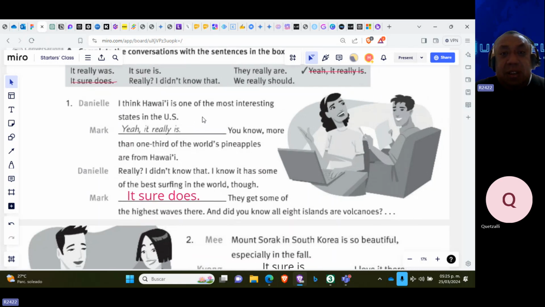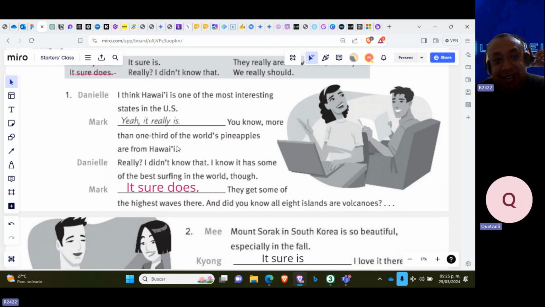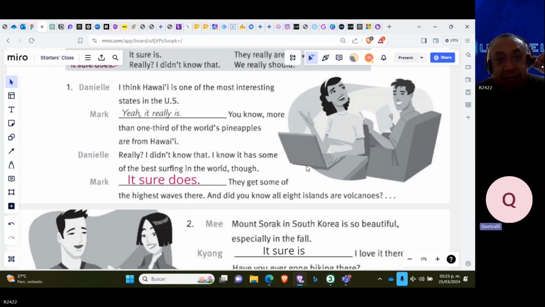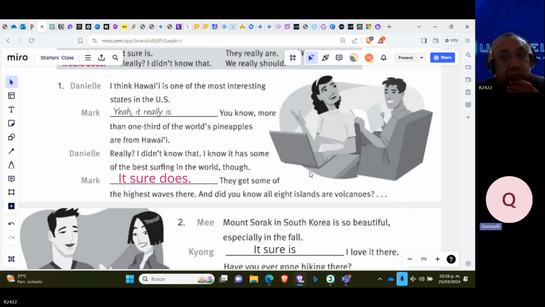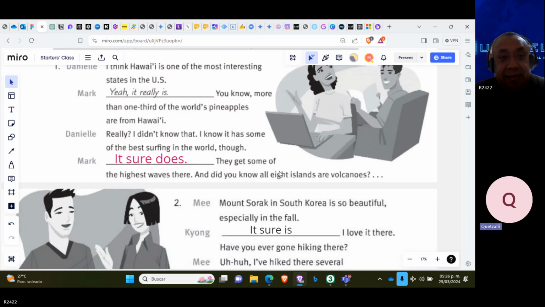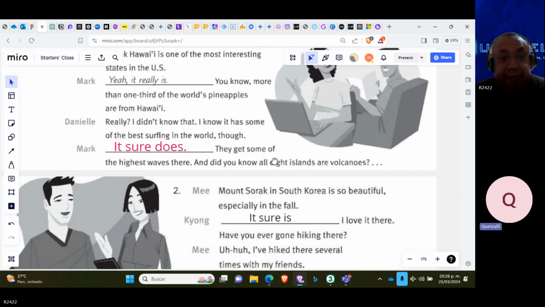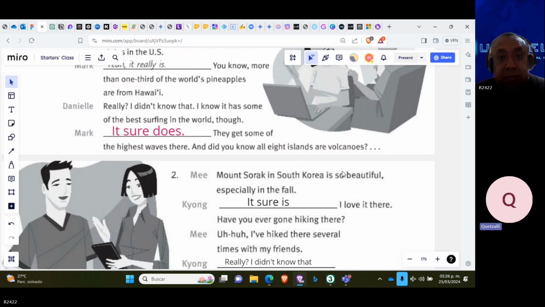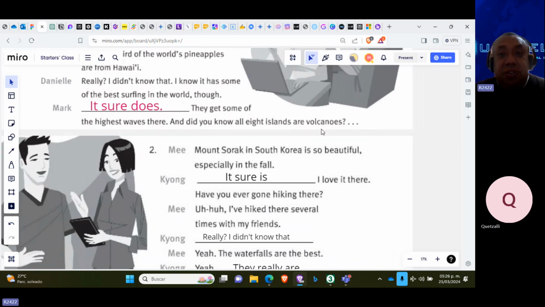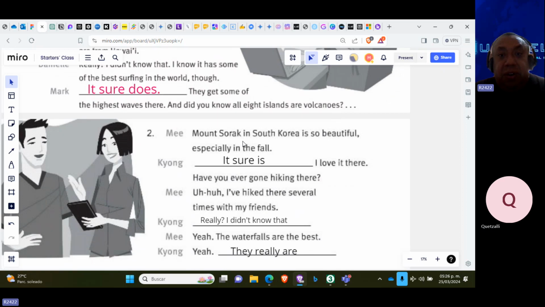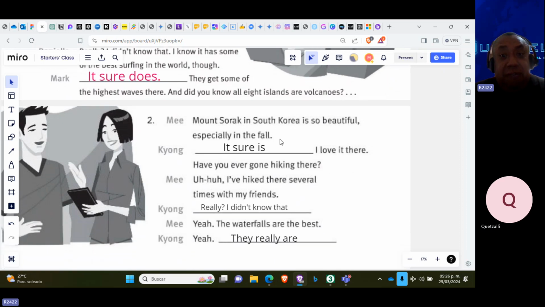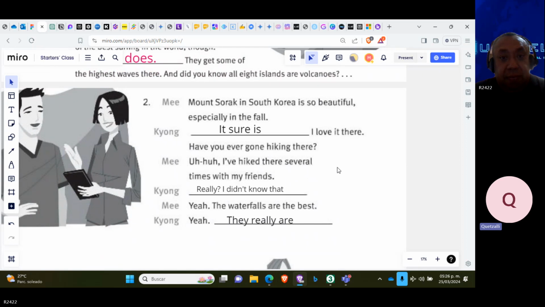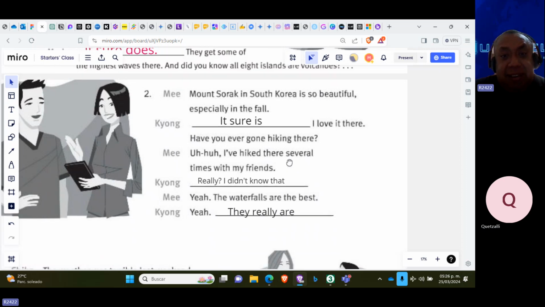I think Hawaii is one of the most interesting states in the US. Yeah, it really is. You know, more than one third of the world's pineapples are from Hawaii. Really? I didn't know that. I know it has some of the best surfing in the world. It sure does. They get some of the highest waves there. And did you know all eight islands are volcanoes? Mount Sorak in South Korea is so beautiful, especially in the fall. It sure is. I love it there. Have you ever gone hiking there? I've hiked there several times with my friends.